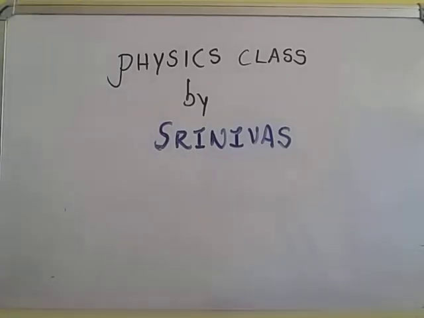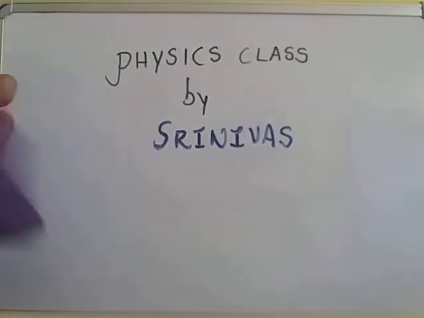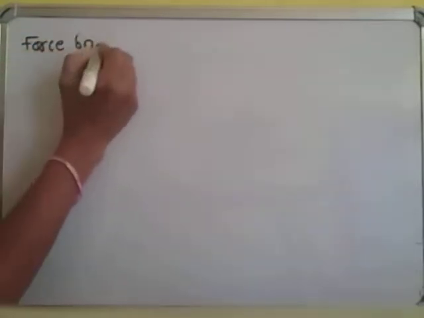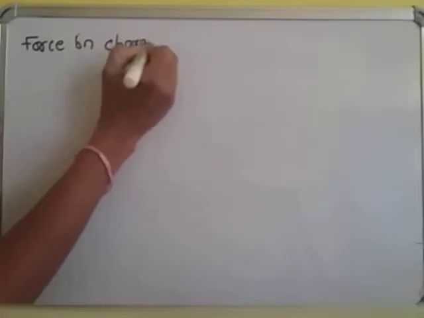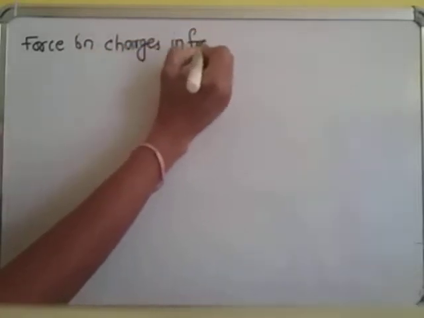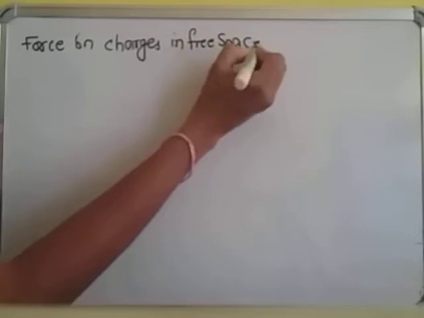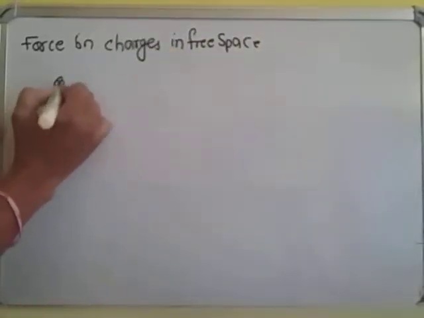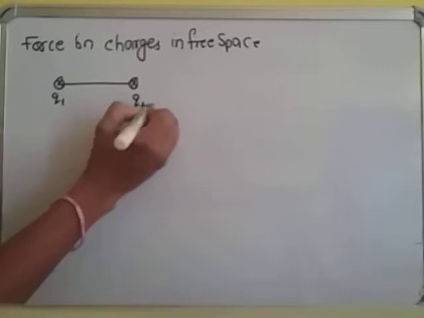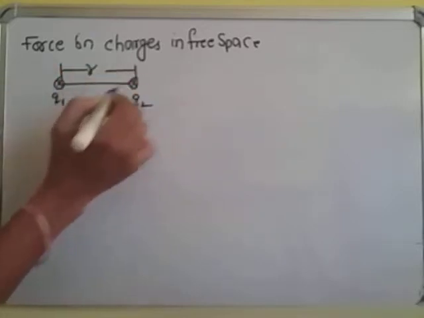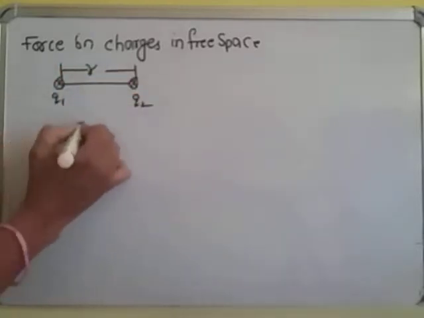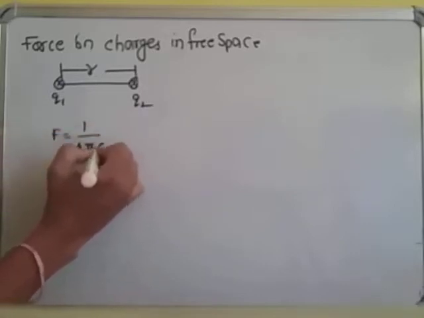Today I am going to explain some more extent regarding Coulomb's law. Now, in the last class, we discussed Coulomb's law. According to Coulomb's law, the force between charges in vacuum or in free space, the formula is 1 by 4 pi epsilon naught into q1 q2 by r square.